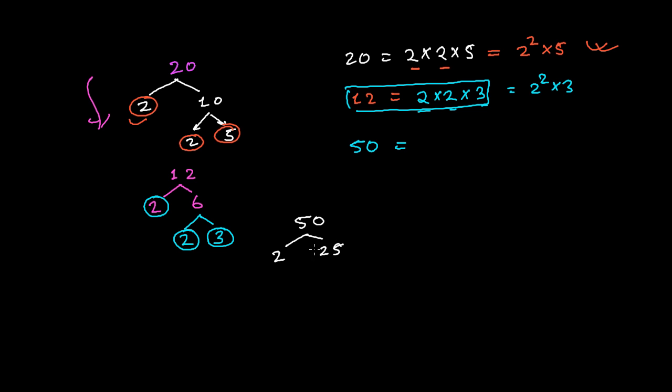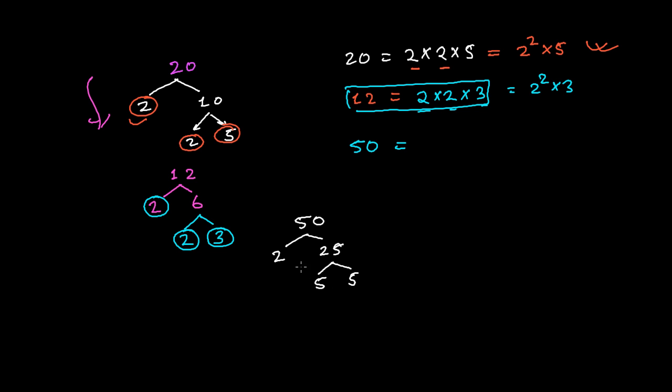But here 25 is a composite number. It means we need to write its factors again. And 25 is 5 times 5. Is there any other way to represent 25? No way, because 25 is only divisible by 1, 5 and 25 itself.